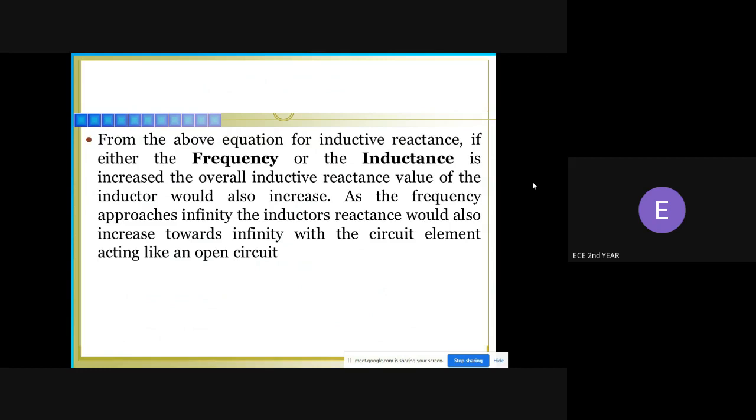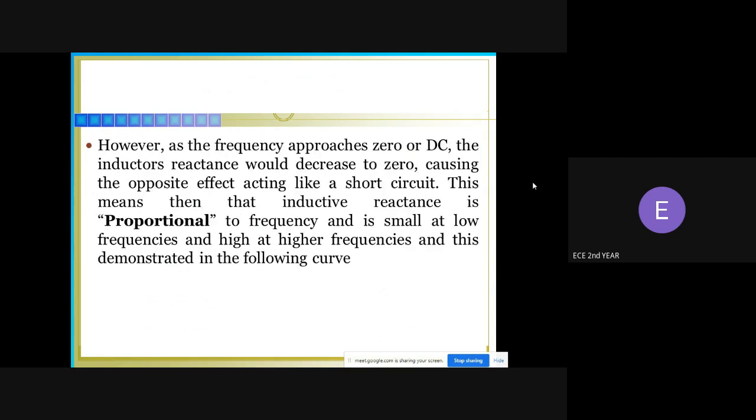It is directly proportional; it also increases towards infinity when the circuit element acts like an open circuit. Clear? If the frequency is gradually increasing, the inductive value is directly proportional to the frequency, so as the frequency approaches infinity, it denotes that the circuit is an open circuit. For a capacitor it is the opposite, because if the frequency is increasing, the capacitive reactance gets reduced, so it will behave as a short circuit.